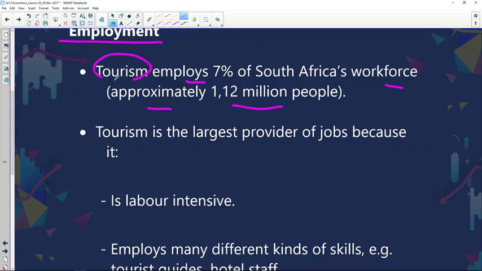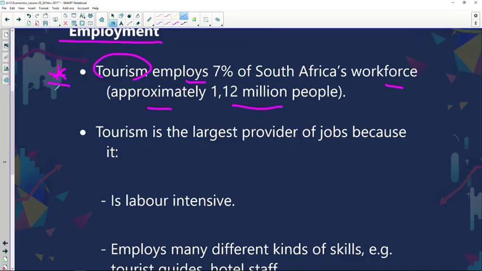You just imagine that if we didn't have this percentage, our unemployment level could go even higher. So we are trying to reduce the unemployment level to about 15% in 2020. So more jobs need to be created in order to lower the unemployment level. So it's quite exciting to see that the tourism industry actually employs 7% of the South Africa's workforce, which is approximately 1.12 million people. Tourism is the largest provider of jobs because it is labor intense.